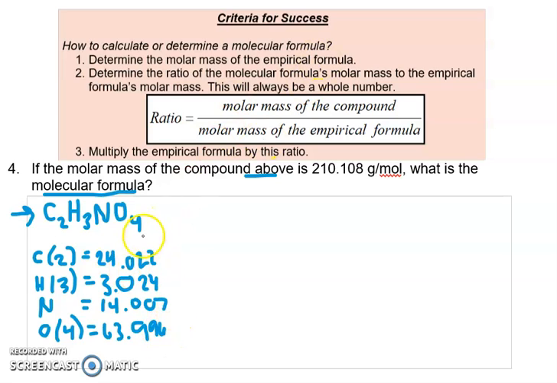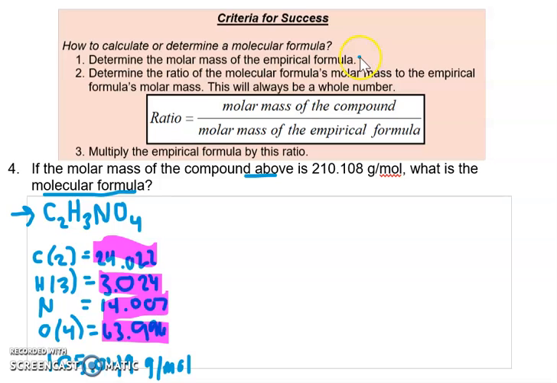I just have to add all of these numbers together. So 63.996 plus 14.007 plus 3.024 plus 24.022 is equal to a grand total of 105.049. And this is a molar mass, so my units are grams per mole. Alrighty, so I determined the molar mass of the empirical formula.